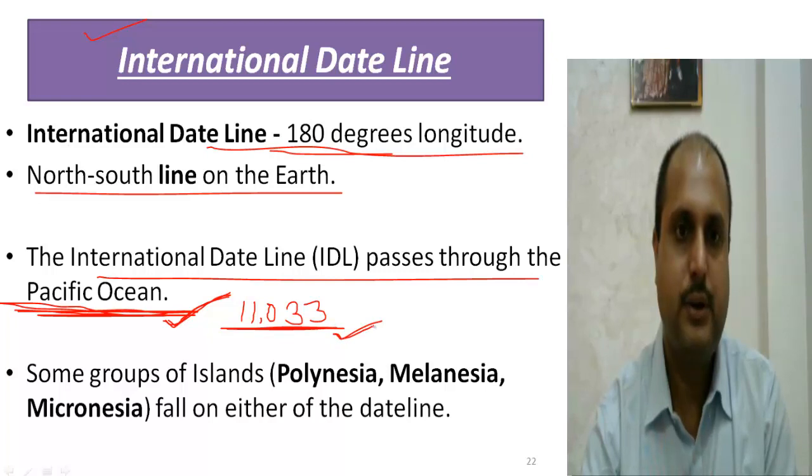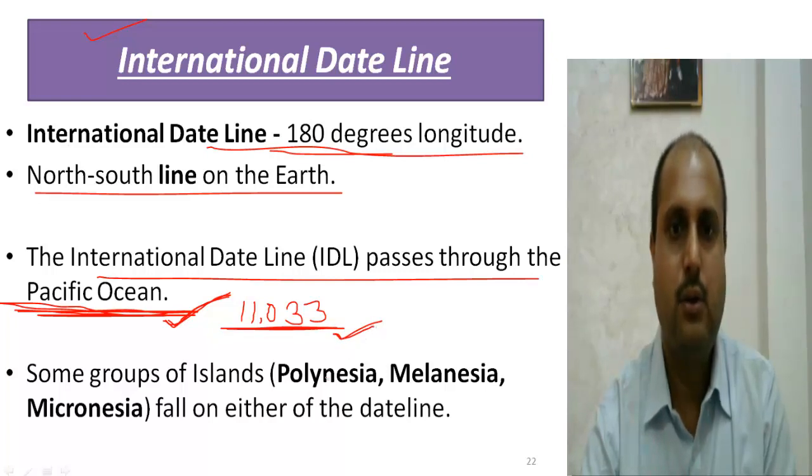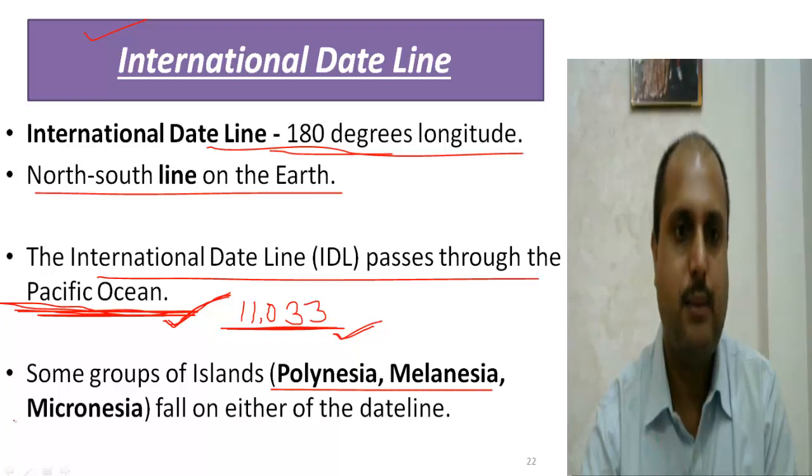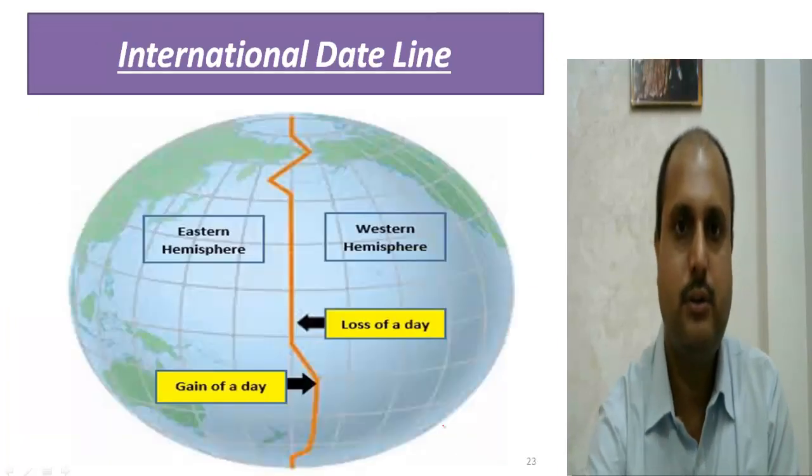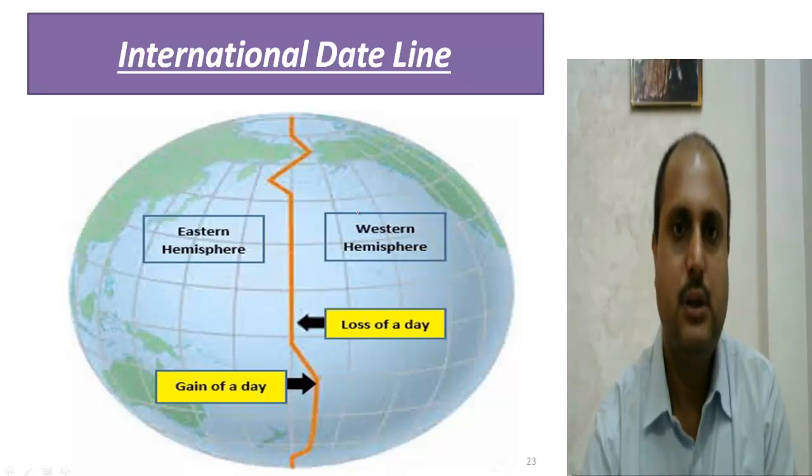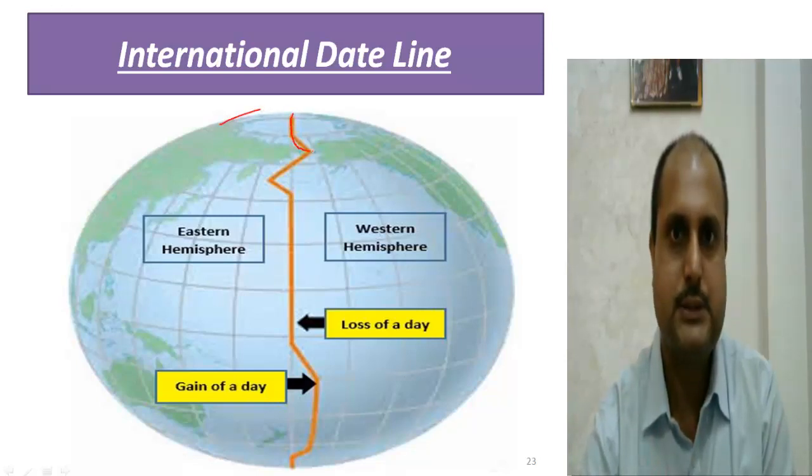There are some countries which are located near the international dateline. They are called Polynesia, Melanesia and Micronesia. These are some countries which fall near the international dateline, but the international dateline is not straight. It is in a zigzag form. You can see here, it is in a zigzag form. It is not a straight line. Why?